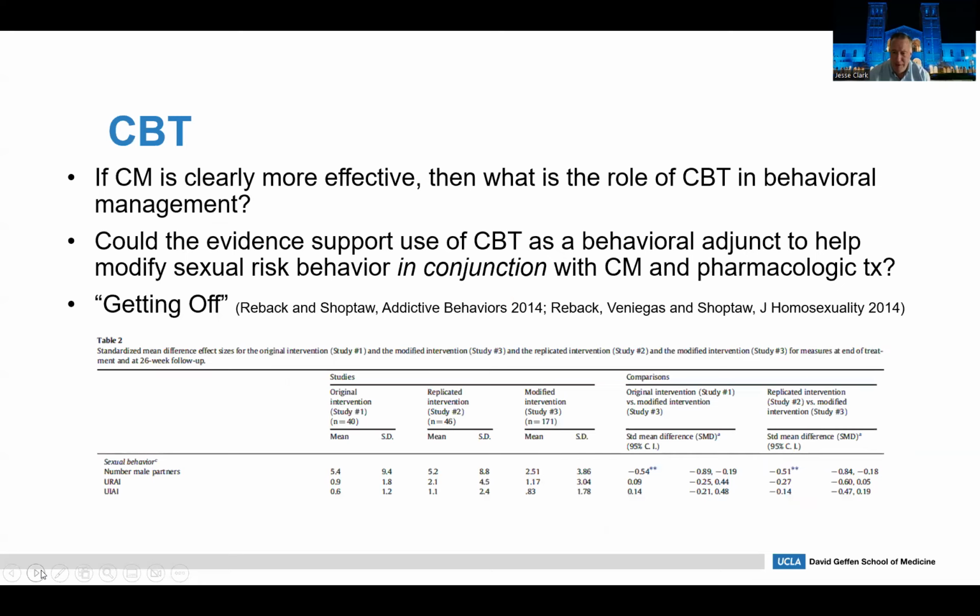So then we have to ask a question. If contingency management is clearly the most effective option, then what's the role of cognitive behavioral therapy in behavioral management? From this data that we've just seen, does this support the use of CBT as a behavioral adjunct to help modify sexual behavior in conjunction with contingency management and pharmacological therapy?